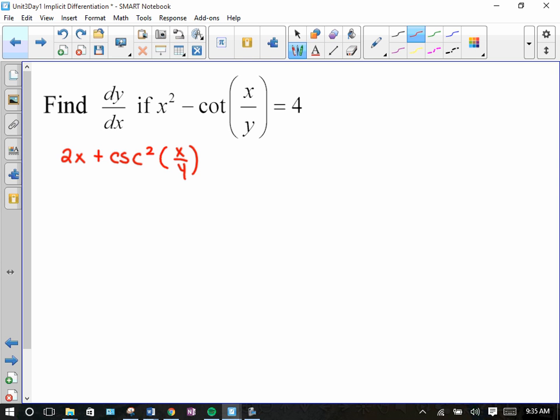Alright. Now, Shamari says the quotient rule is on the inside, correct? So, this is going to be our u, this is going to be our v. Well, we know on the bottom we're going to have y squared. So it's going to be v times the derivative of u, which is 1. So y times 1 minus u times dv. The derivative of y is what? dy/dx.